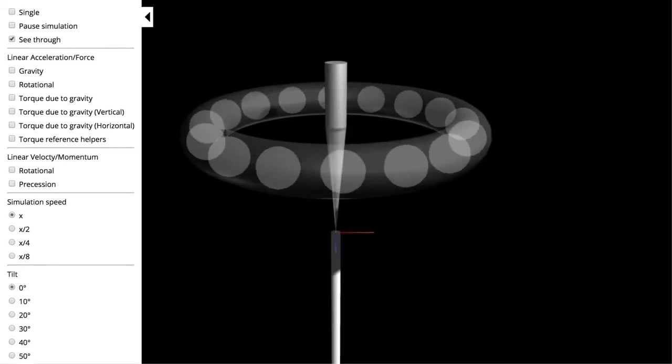Let's understand the setup first. We have a gyroscope here made up of 16 equally spaced masses on the outer ring.